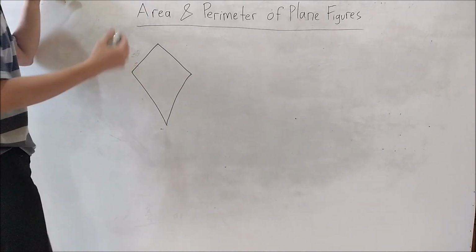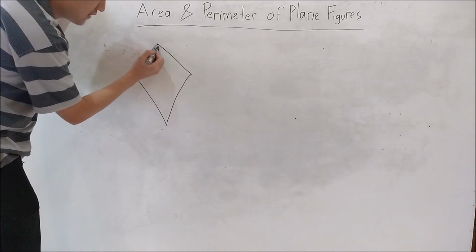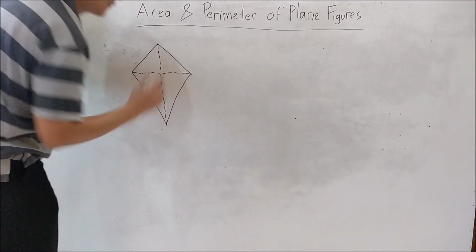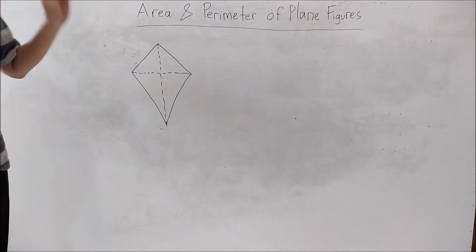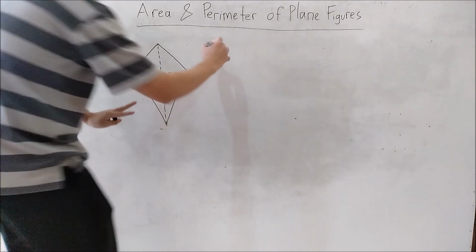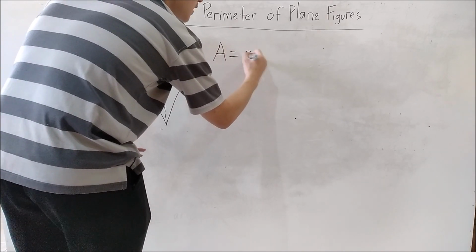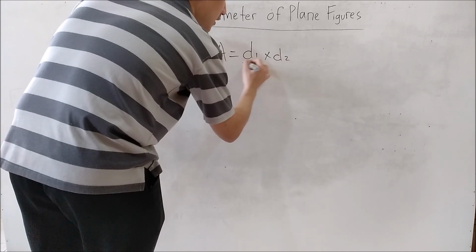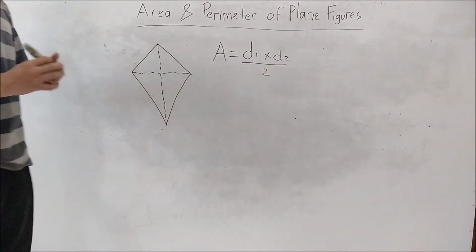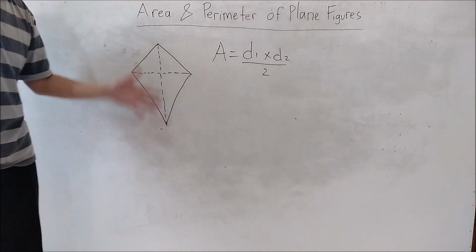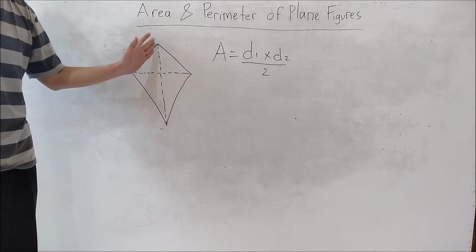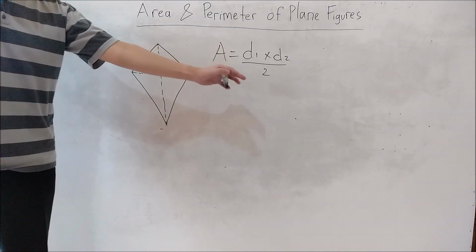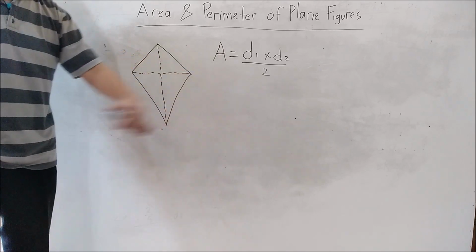In a kite we have these two lines in the middle, we call them diagonals. We usually call them diagonal 1 and diagonal 2. And when you want to count the area of a kite or a rhombus, it will be diagonal 1 times diagonal 2 divided by 2. Diagonal 1 can be the longer or the shorter, it doesn't really matter, as long as it is diagonal 1 times diagonal 2 and then divided by 2. But where does that formula come from?